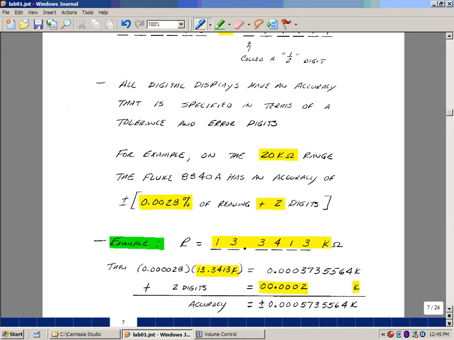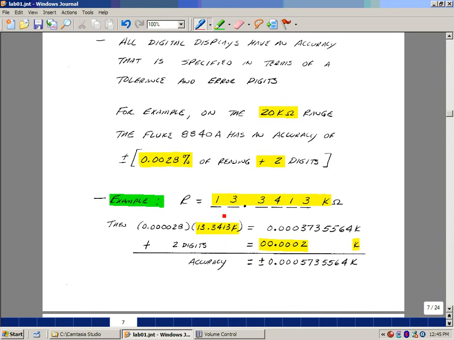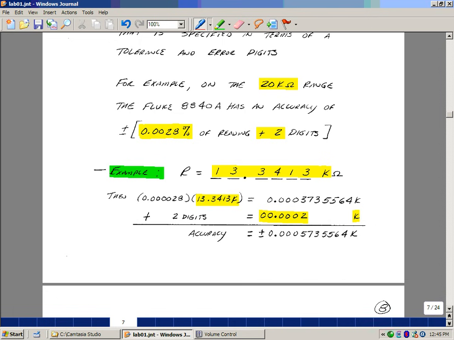Now, what does all that mean? Suppose that we measured the following right here on our multimeter as 13.3413 k-ohms. In terms of the accuracy of that, if we take the reading and multiply it by 0.0028%, now that's putting two more zeros in here, and we're also looking at k-ohms here. If you multiply those two to get this result, carry it out to as many places as my calculator had. Now, there's also what's called a count error. This is because of the digitizing inside the meter.